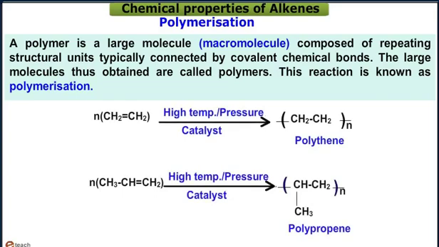Consider the reaction n times of CH2=CH2 in presence of high temperature and pressure condition, and also the catalyst gives (CH2-CH2)n, that is polythene, and also the reaction n times CH3-CH=CH2 at high temperature and pressure condition, and also the catalyst gives (CH(CH3)-CH2)n, that is polypropene.